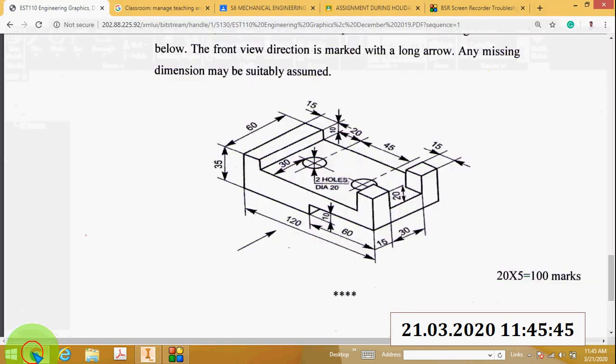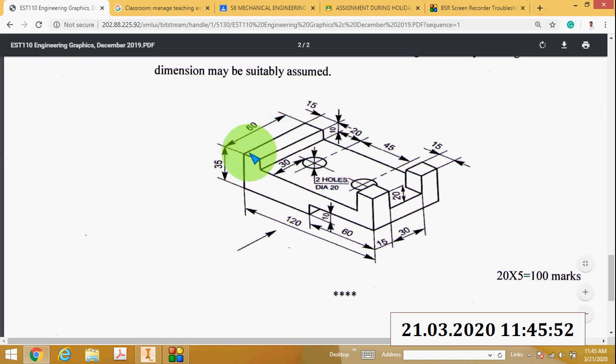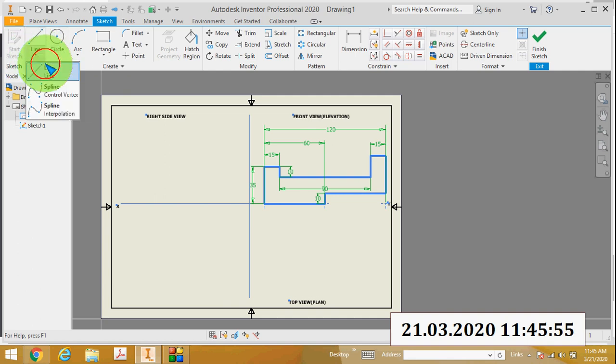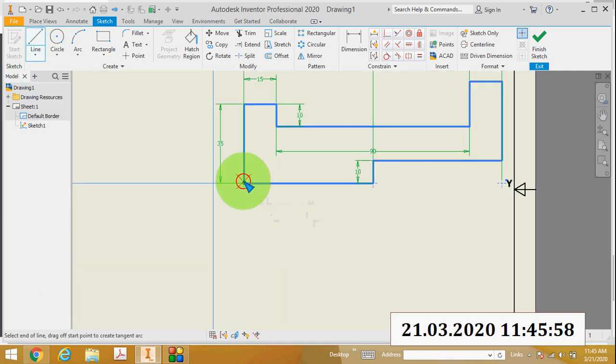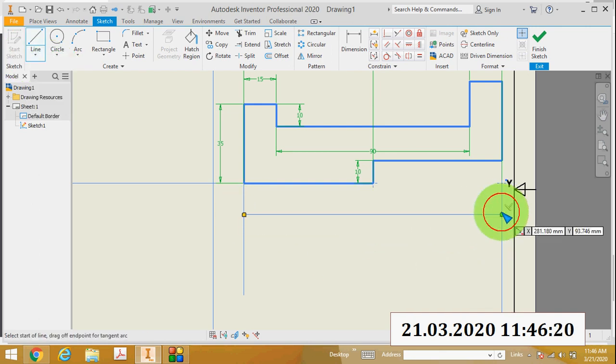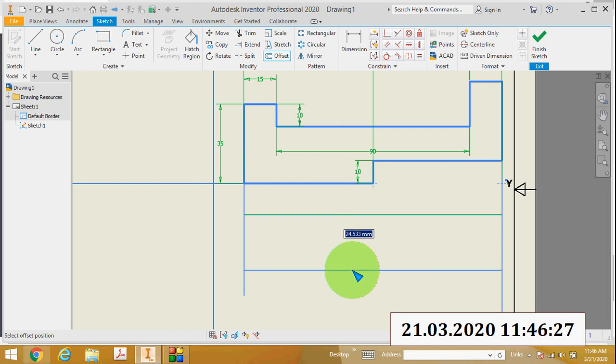The top view is actually a rectangle-like shape, that is, the length is 120 and the breadth is 60. These are projections, so I will project this front view up to here. Similarly from this side, you can see this total length is 120, so that is the length. Then the breadth is 60 millimeters. So draw a line here, then take an offset, and from this line draw another line. That distance is 60 because the breadth is 60.